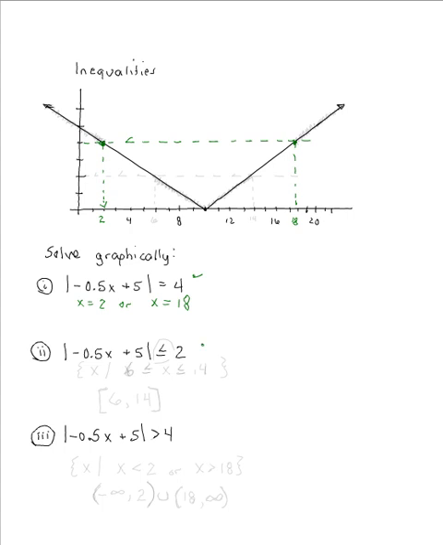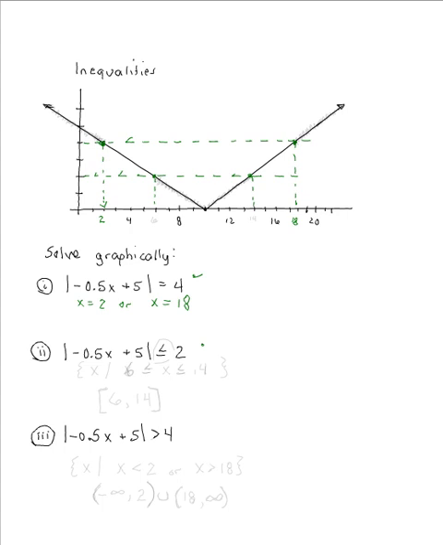Taking a look at our first inequality, I'd like to know when is the absolute value of negative 0.5x plus 5 less than or equal to 2. So of course the first thing we need to check is where exactly is the function value equal to 2. And that will be all the way across this constant line. Again, we have 2 points of intersection. The first point of intersection looks like it lines up with where the x value is 6. The second one will line up with where the x value is 14.